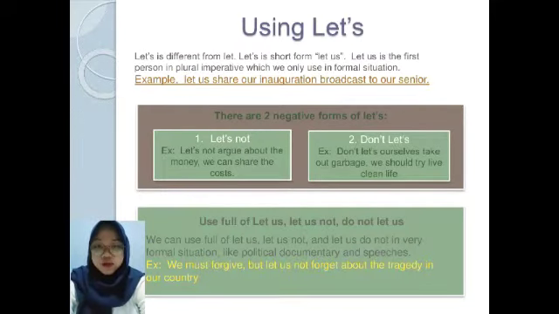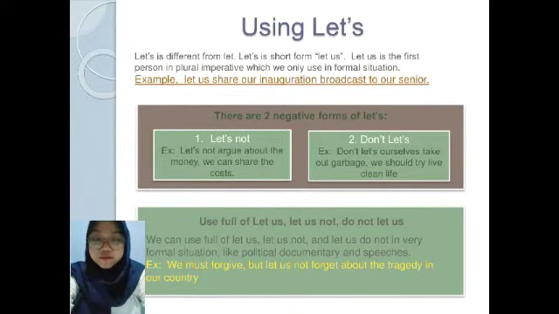Okay, next is our second material, about using let's. Let's is the short form of let us. And let us is the first person plural imperative, which we only use in formal situations. For example, let's share our inauguration broadcast for our seniors.